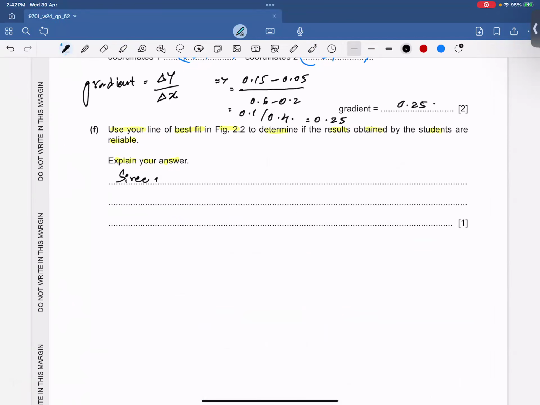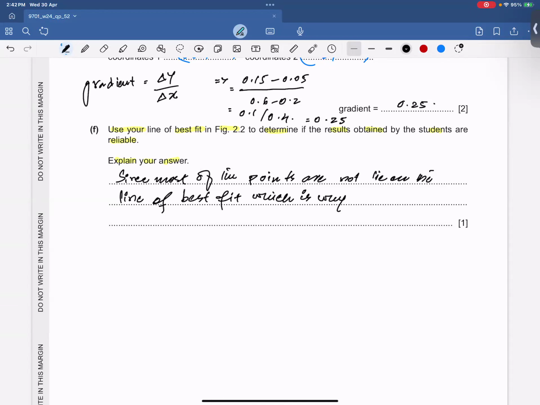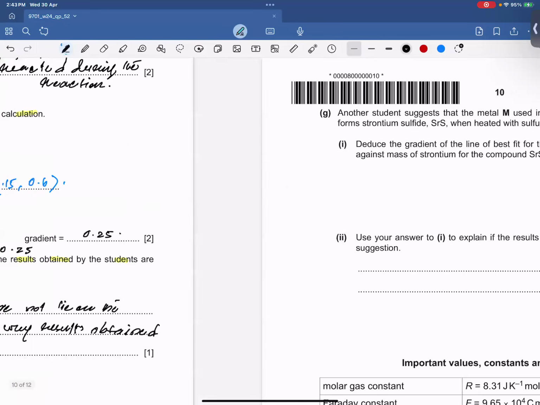Since most of the points do not lie on the line of best fit, which is why the results obtained are not reliable. Okay. God, that's a lengthy question.